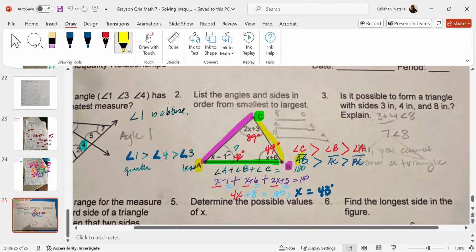So your answer is right here. So list the angles and the sides. So here's your angles, so make sure you write it down. This is angles, and this right here is sides. Okay? So go ahead and do that.